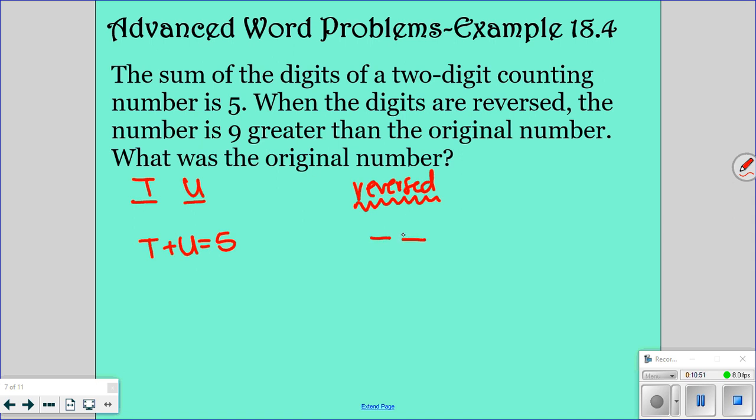If your digits are reversed, that means it's going to be UT. And so I'm going to go back to probably kindergarten, maybe first grade. Do y'all remember dealing with those number cubes? You would have one that represented 1, and then you have a stack of 10, and then you have a block that represented 100.